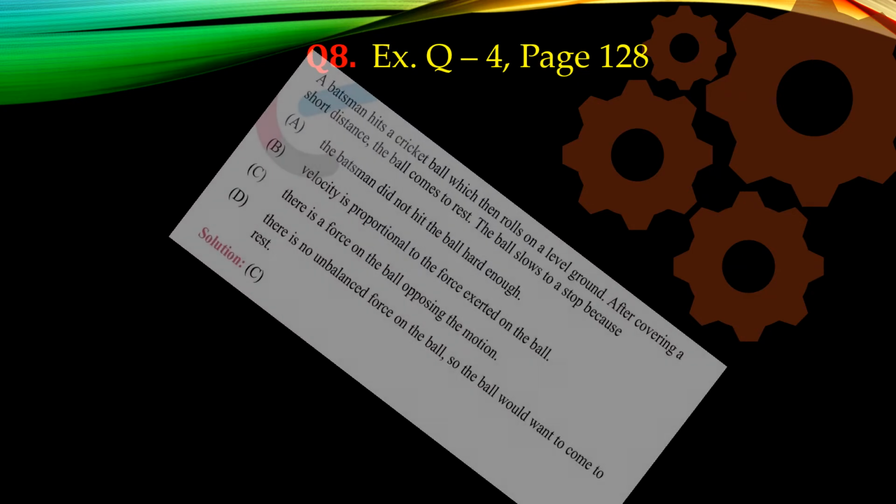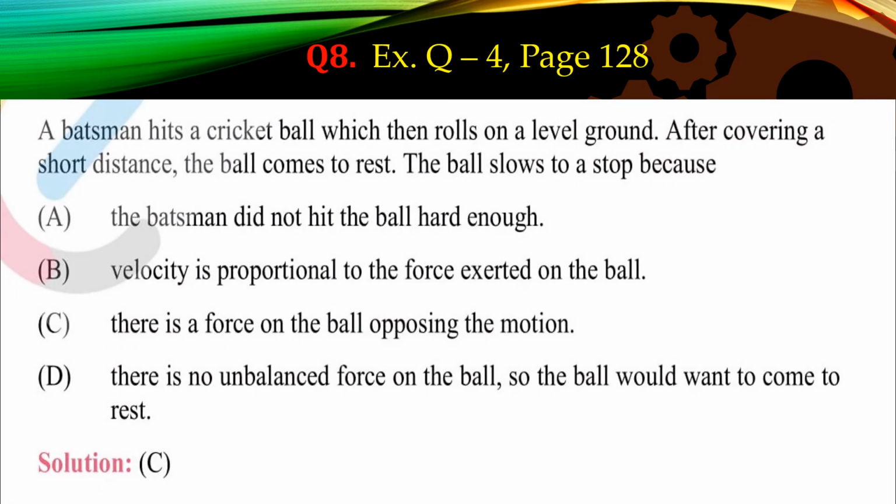Let's see the next question in the exercise, question number 4. A batsman hits a cricket ball which then rolls on a level ground. After covering a short distance, the ball comes to rest. The ball slows to a stop because, and 4 options are given there. You have to choose the correct one. I hope you all know that the answer is option C. That is, there is a force on the ball opposing the motion. And what is that force? It is the friction.